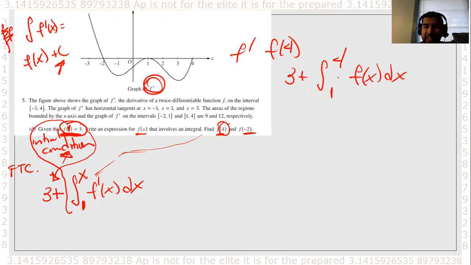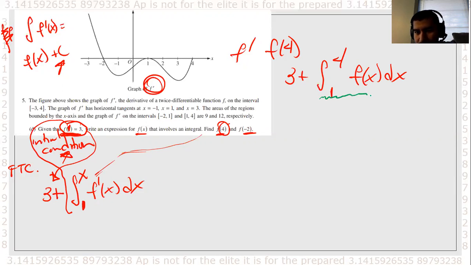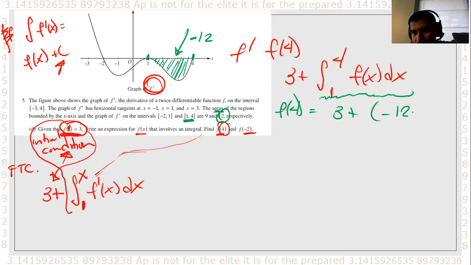Take a second to find out what this right here is talking about. What does this remind you of? An integral from 1 to 4. Isn't an integral just the area under the curve? And do we know this area under the curve? Wasn't it given to us at the beginning? The area from 1 to 4 is 12. But it is below the axis, so it should be a negative area. So in reality, f of 4 is 3 plus negative 12. I add these together, and I get negative 9 as our answer.